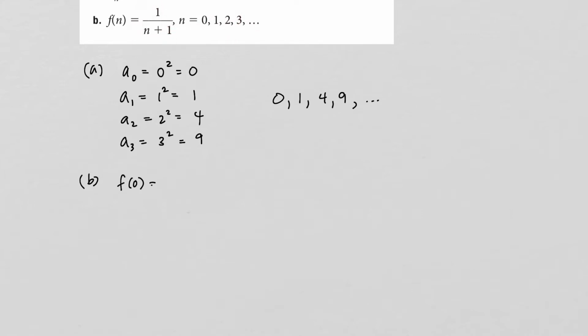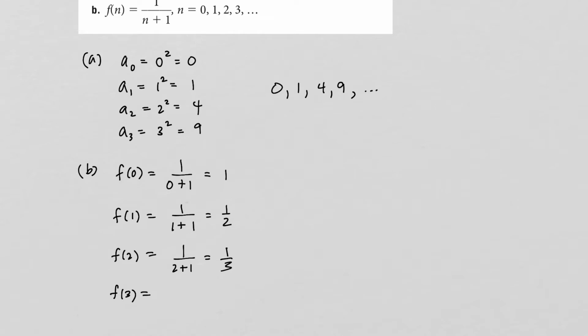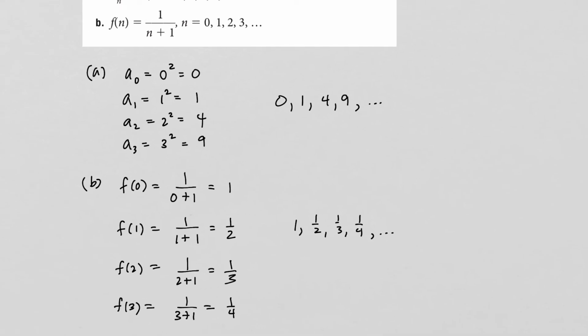So f of 0 is 1 over 0 plus 1, which is 1. F of 1 is 1 over 1 plus 1, which is 1/2. F of 2 is 1 over 2 plus 1, which is 1/3. And finally, f of 3 is 1 over 3 plus 1, which is 1/4. And so the terms of this sequence in order are 1, 1/2, 1/3, 1/4, and again, this continues forever, but they only ask for the first four terms.